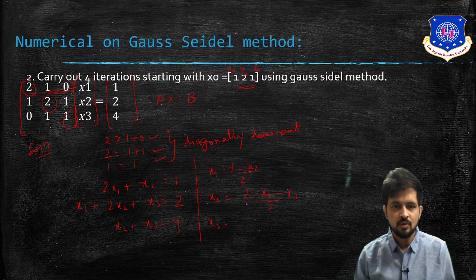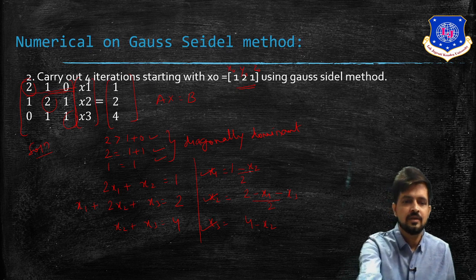Here also divide by 2 will come 1 minus x2 by 2. Here, 2 minus x1 minus x3 divided by 2, and x3 can be written as 4 minus x2. So these are the three equations. Using these three equations you have to find the answer. Fine.